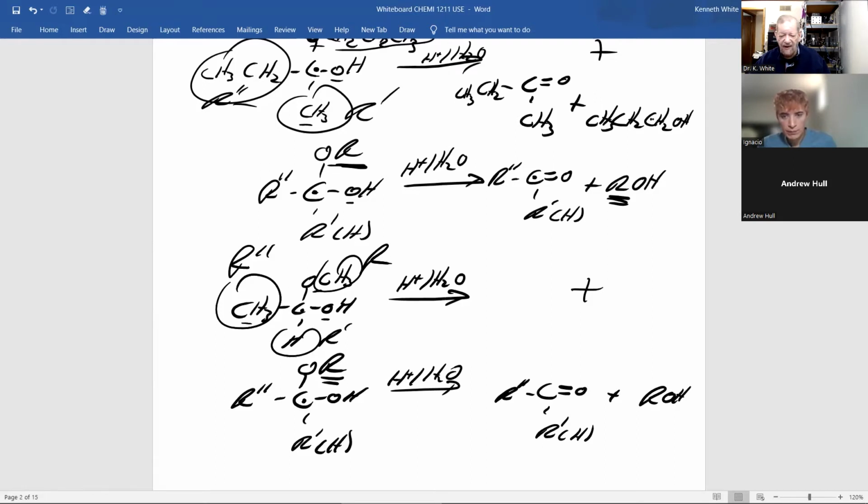So we keep our eye on this carbon, which is this carbon. Hydrogen is R prime, and methyl is R double prime, and it'll be double bonded to oxygen. Then my R group here for the alcohol, 1 carbon. And that's how you do it.